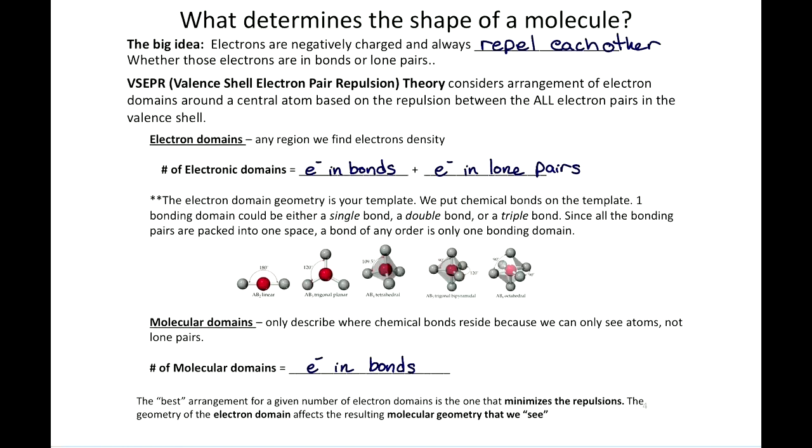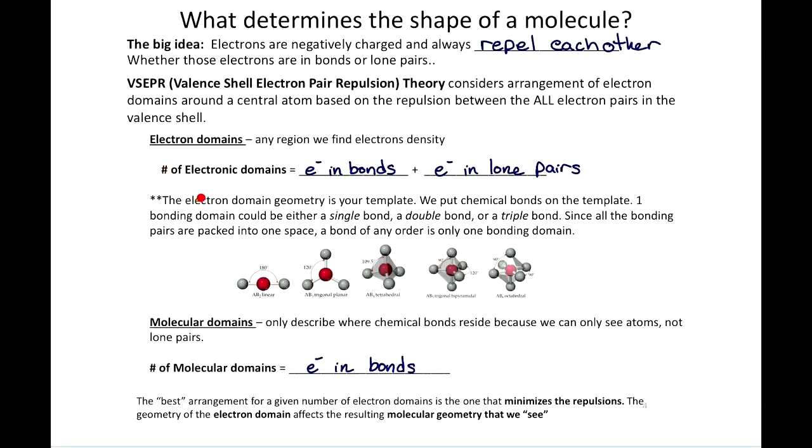Also 2 electrons. So the big idea here is that bonds repel one another and lone pairs repel one another. They all repel one another because they're all made of electrons. So the big idea is we want to count how many electron domains are there around a central atom, and then understand that those electrons repel one another, and that gives us our electron domain geometry, which is our template for our molecular geometry. So we have to consider both bonds and lone pairs, and that's in here, right?